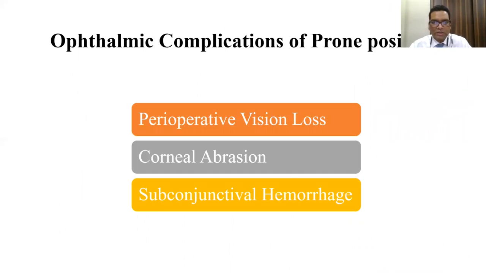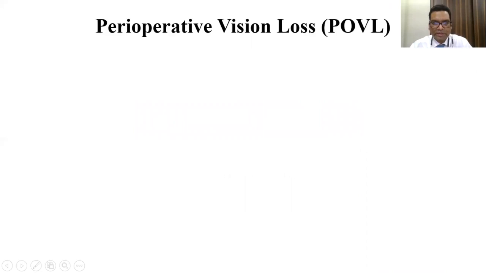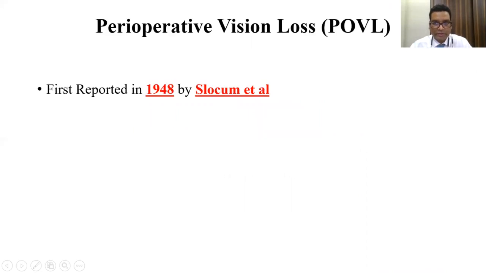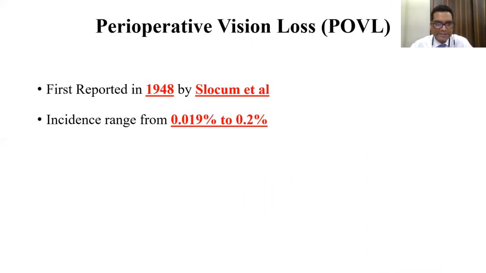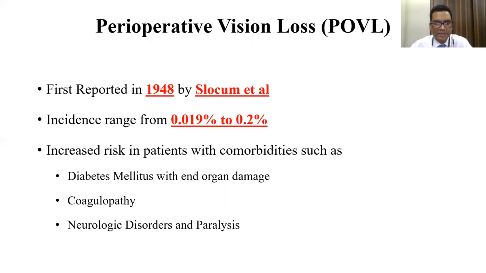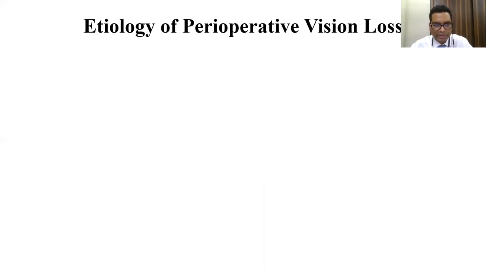The ophthalmic complications of the prone position are perioperative visual loss, corneal abrasions, and subconjunctival hemorrhage. Perioperative visual loss was first reported in 1948 by Slocum et al. Incidence ranges from 0.019% to 0.2%. The risk is increased in patients with comorbidities such as diabetes mellitus, end organ damage, coagulopathy, neurologic disorders, and paralysis.